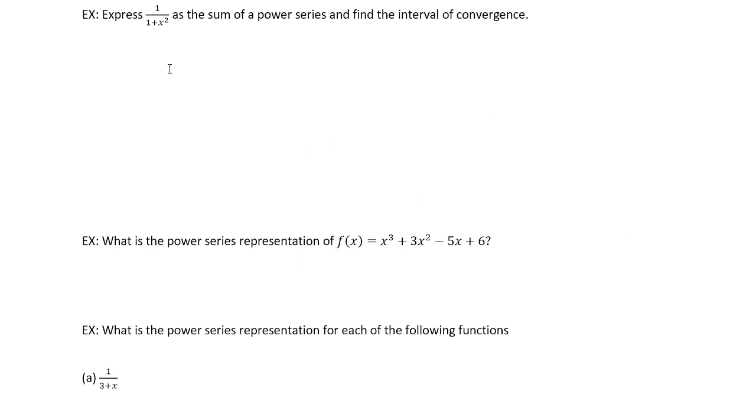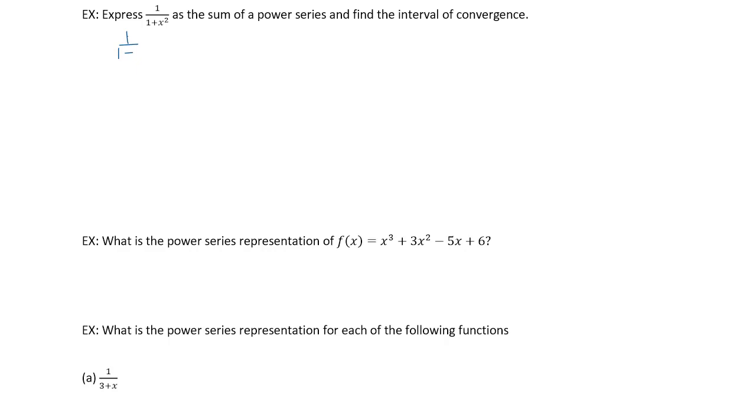In this example, we want to express the function 1 over 1 plus x squared as the sum of a power series. And also, while we're at it, let's go ahead and identify the interval of convergence. So you've got to notice in this case that it's actually very similar looking to the function we've been working with, 1 over 1 minus x. Right? You've got a similar layout, only it's not quite the same. So how might we make them look the same?